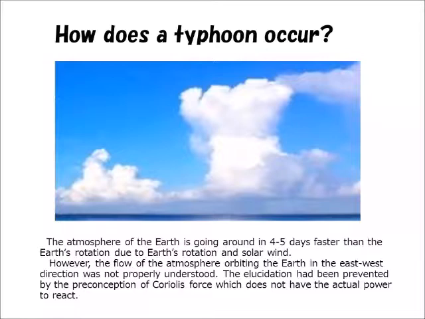How does a typhoon occur? The atmosphere of the Earth is going around in 4 to 5 days, faster than the Earth's rotation, due to Earth's rotation and solar wind. However, the flow of the atmosphere orbiting the Earth in the east-west direction was not properly understood. The elucidation had been prevented by the preconception of Coriolis force, which does not have the actual power to react.